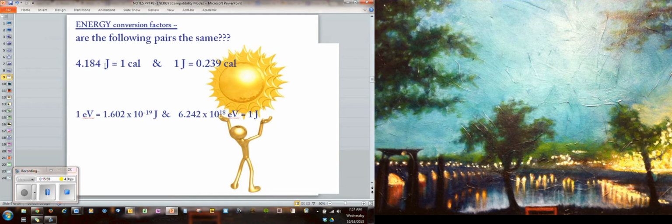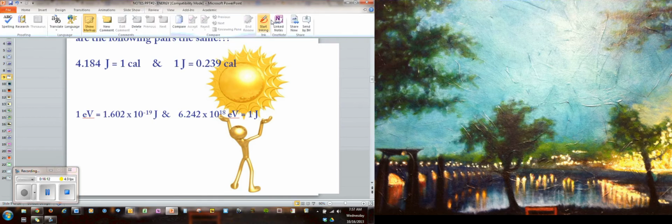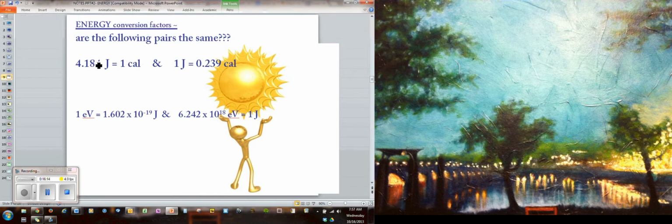We have joule equals calorie, joule equals calorie. What's different? The numbers relating them. So are they the same? Well, let's think about this in terms of algebra. If you wanted to take 4.184 and get it to be a 1, mathematically, what would you do? You would divide by 4.184.